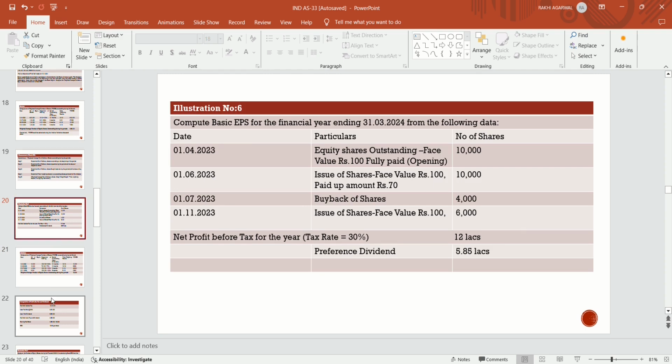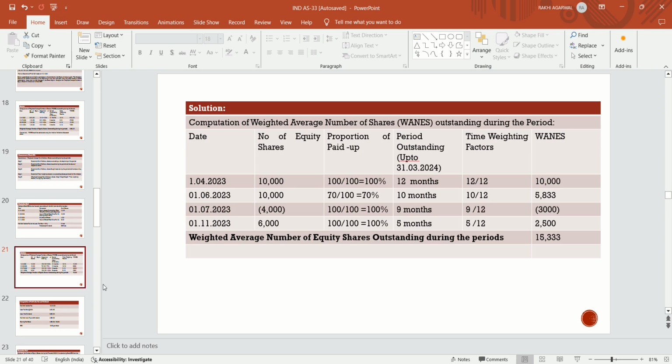6,000 shares of face value 100. Proportion of paid up is 100 divided by 100, so 100%. 6,000 is 100% fully paid shares for a period of 5 months because it was issued on 1st November 2023. So for a period of 5 months, the time weighting factor is 5 divided by 12. So 6,000 into 5 divided by 12 becomes 2,500.